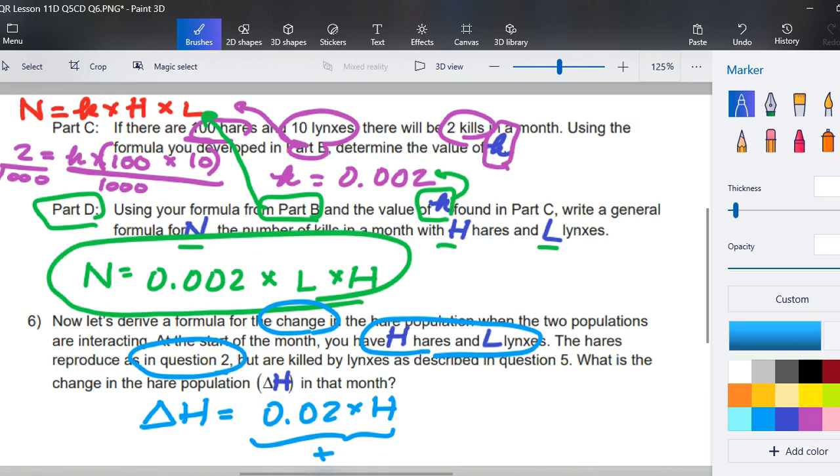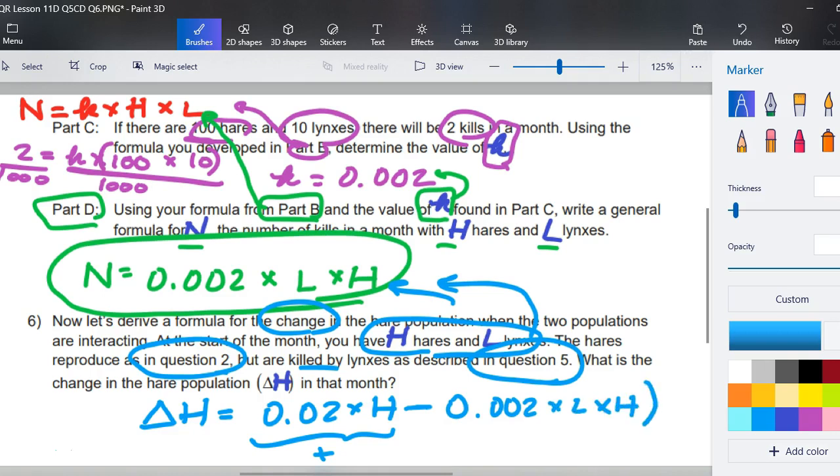But then it says, go on to describe the number of kills by the lynxes described in question 5, and what's going to be the change in the hare population. So maybe the straightforward one is we'll start with the number of hares being added, and then we're going to take off the number of kills, the number of hares dying. You don't have to use parentheses on this, I just like it. I think it looks better. This will be the number of hares that are being killed, that are disappearing. And so we have what it's asking for, the change in the hare population.